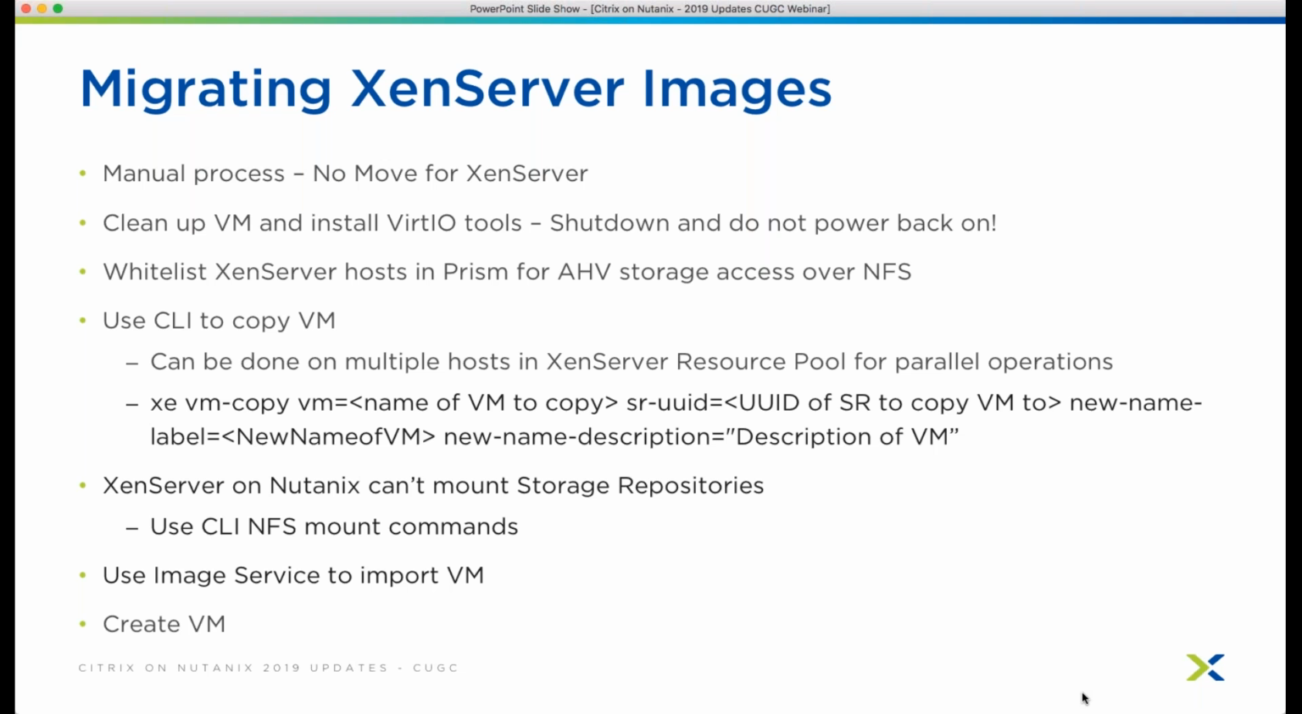Once the image is over to Nutanix, all you have to do is use our image service to import it and then create a VM. And if it's dedicated, have them reconnect to it. If it's MCS, spin up the clones from it. If it's a PVS master image that was reverse imaged, just re-PVS that over to a target or an image and then deploy that from the PVS tools. The main thing is to clean up your VM and install VirtIO tools at the start of the process. Once you shut it down, don't power it back on, and then go through the steps here. It's worked very well for people migrating from XenServer to AHV.